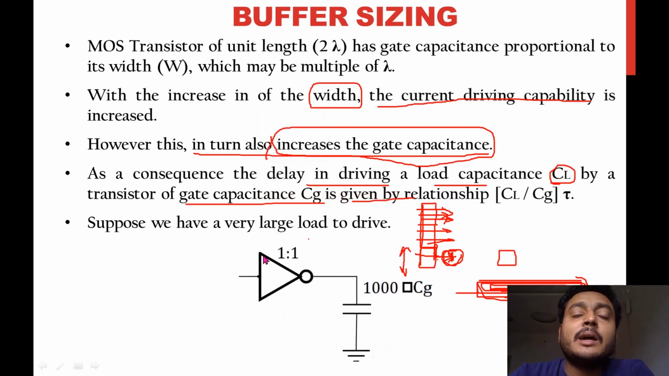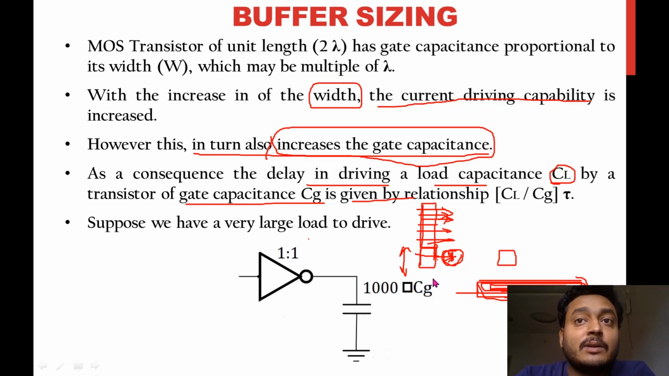I have a standard inverter here, and this inverter is having a large load. We have something like 1,000 times CG, a large load capacitance. If this inverter wants to drive this higher load, what will be the delay? How much time is it going to take to charge this 1,000 times CG capacitance? With a small 1:1 inverter, 1:1 means we have one time RS resistance here. But your capacitance is not one time CG, it is 1,000 times CG.